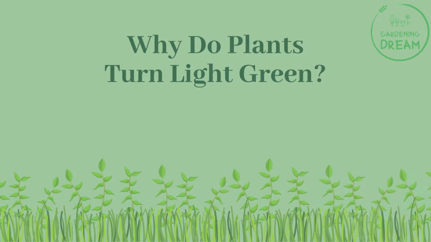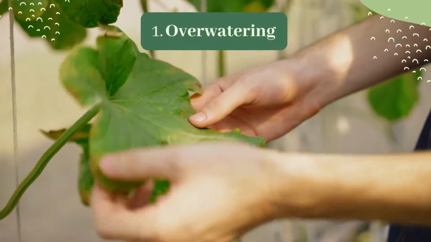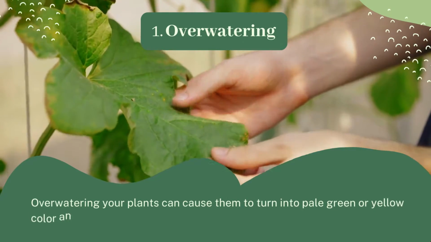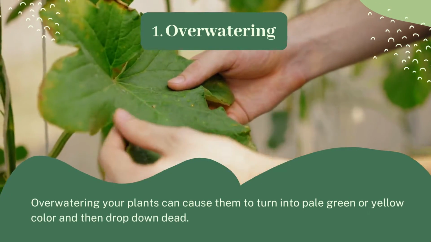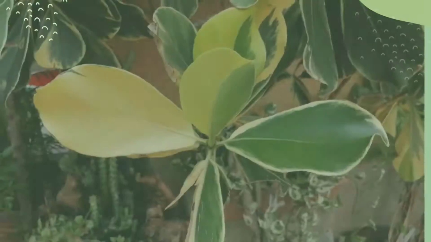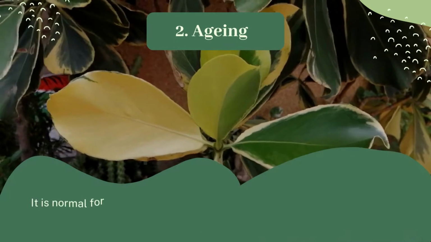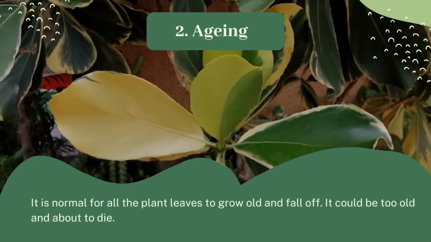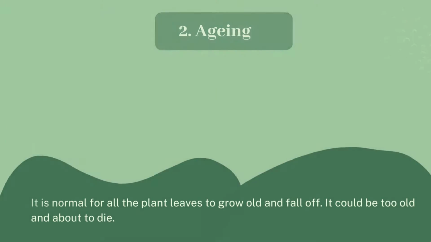Why do plants turn light green? 1. Overwatering. Overwatering your plants can cause them to turn pale green or yellow and then drop down dead. 2. Aging. It is normal for all the plant leaves to grow old and fall off. It could be too old and about to die.